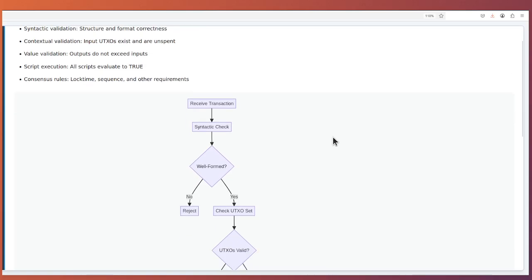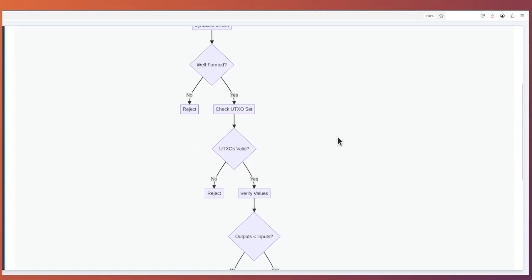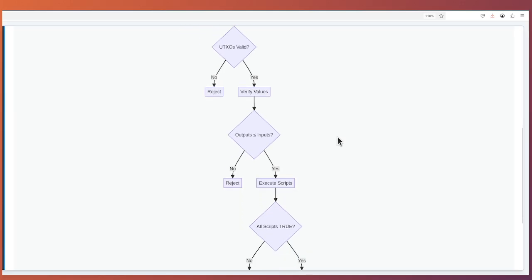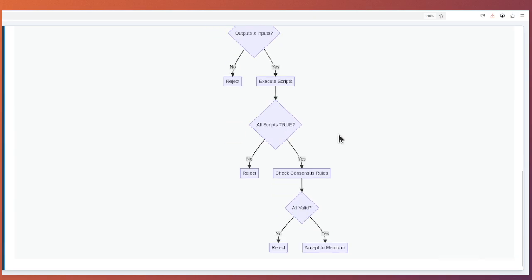Next comes contextual validation of the inputs. For each input, the node looks up the previous transaction output being spent in its UTXO set. This is a database maintained by full nodes that tracks all unspent transaction outputs. If the referenced output does not exist or has already been spent, the transaction is invalid. This is how Bitcoin prevents double spending. Once an output is spent, it is removed from the UTXO set and can never be spent again.